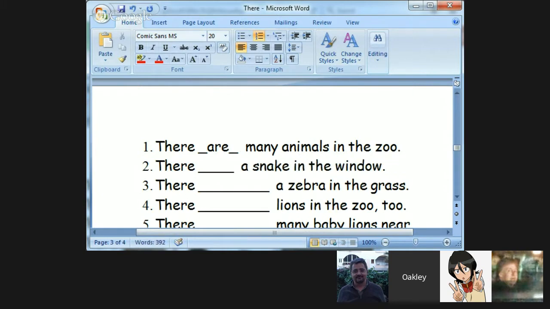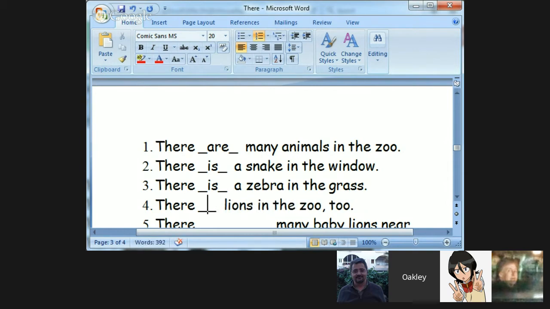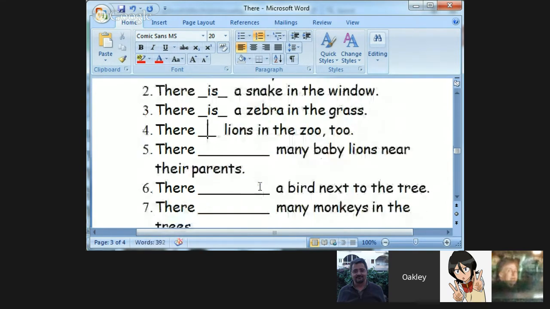All right, Kimura, can you try this one? There is a snake in the window. My gosh, that's scary. Okay, Vicente. There is a zebra in the grass. Very good. Zebra. Yeah, that's it. Okay, very good. And Ken again? There are lions in the zoo too. Sure there are.